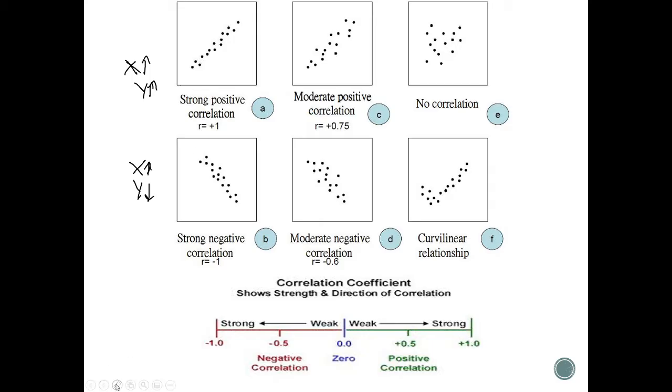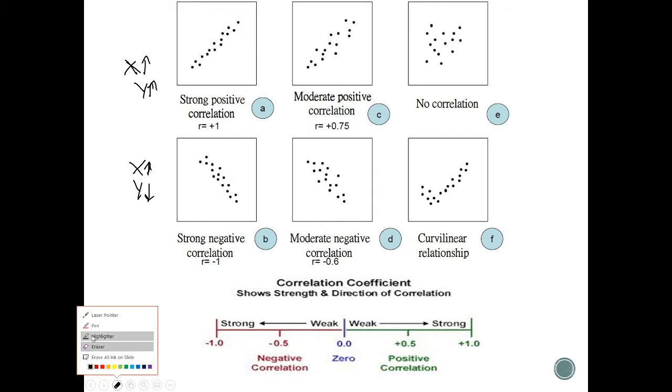Then you have moderate positive and moderate negative. Moderate means that there's not quite as strong a linear fashion to it, but it still goes up and down. And then you have no correlation. No correlation means that there's no going up or down. It's just a spread out scatter plot. And a curved relationship means that it has a negative linear relationship, and then at some point, because of something changing, it has a positive linear relationship. So it has both a positive and a negative relationship at different points in time.